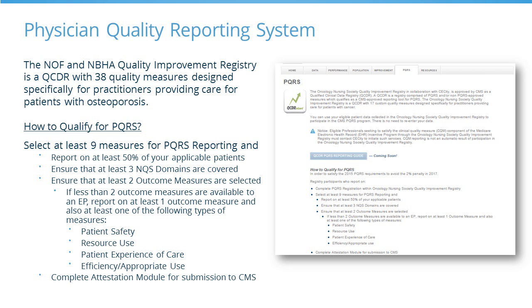The NOF and NBHA Quality Improvement Registry is a QCDR with 38 quality measures, 16 of which are custom quality measures designed specifically for practitioners providing care for patients with osteoporosis. To satisfy PQRS requirements with your registry data, ensure that at least 9 measures are selected that cover at least 2 outcome measures and 3 national quality strategy domains. Report on 50% of your eligible patients per measure and complete an attestation for submission to CMS.